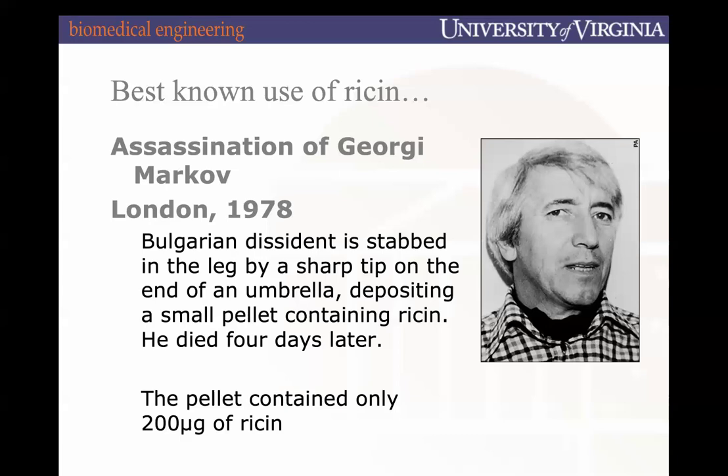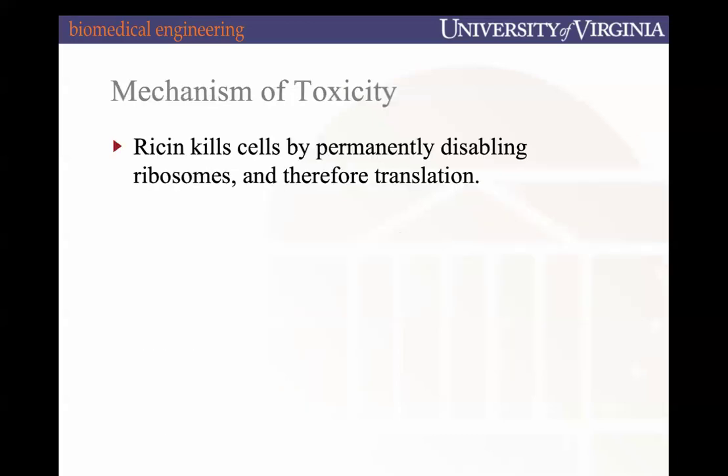So it's a really potent toxin, and the reason why we are discussing it is because its mechanism of toxicity relates to translation. The way ricin works is that it'll destroy cells by permanently shutting down the ribosomes, a key component of translation. And so we're going to circle back at the end, after we talk about translation, to try and understand and describe how ricin works and how it actually tries to shut down our ribosomes.